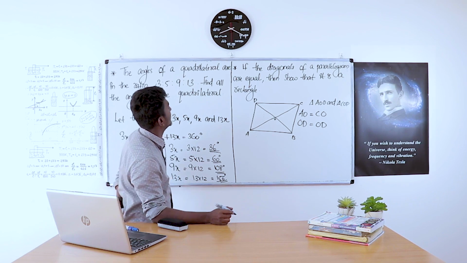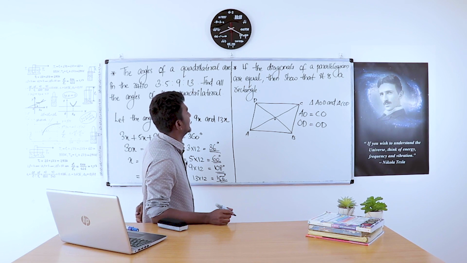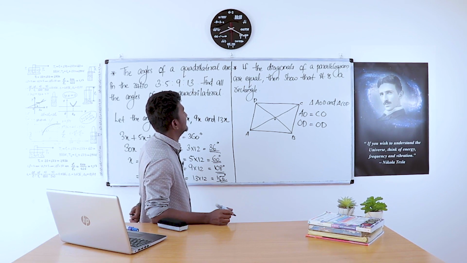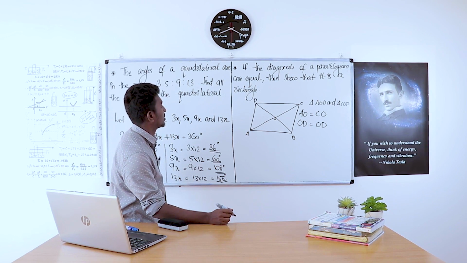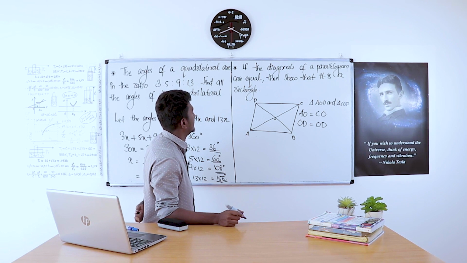Then next we know that the diagonals of the parallelogram are equal. These are the conditions we know. And the properties of a parallelogram are: opposite sides are parallel, opposite sides are equal, diagonals bisect each other, opposite angles are equal.